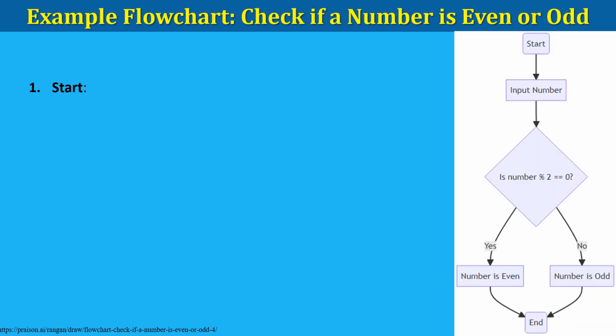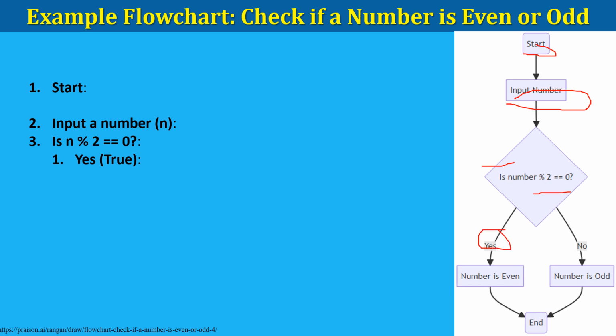Example flowchart, check if a number is even or odd. So the flowchart shows the steps of a simple program that determines if a number is even or odd. So start the program from here, then input the number. The user inputs the number. Then the decision step checks if the number is divisible by 2, that is, if the remainder is zero. If yes, if the condition is true, the number is even, and the program proceeds to the next step. And if the condition is false, the number is odd, and the program follows a different path. Print even or odd depending on the number you gave, and then the program ends.